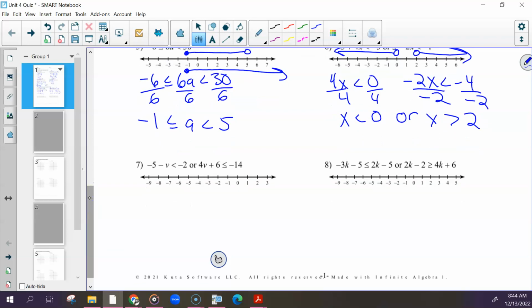Some of you are still getting tripped up by it's 0, so we can't do anything, but that's not true. Keep solving it. Get x by itself.